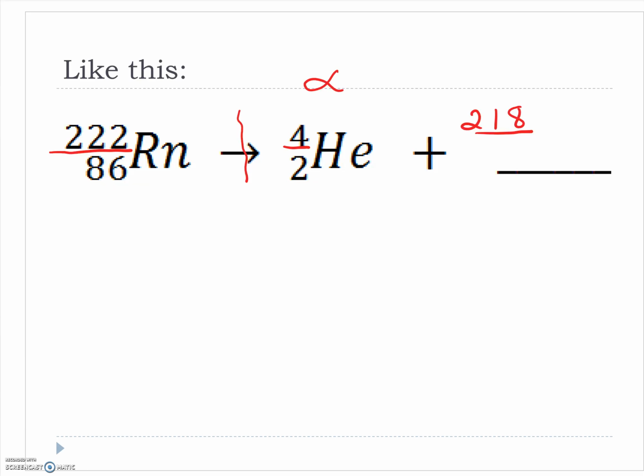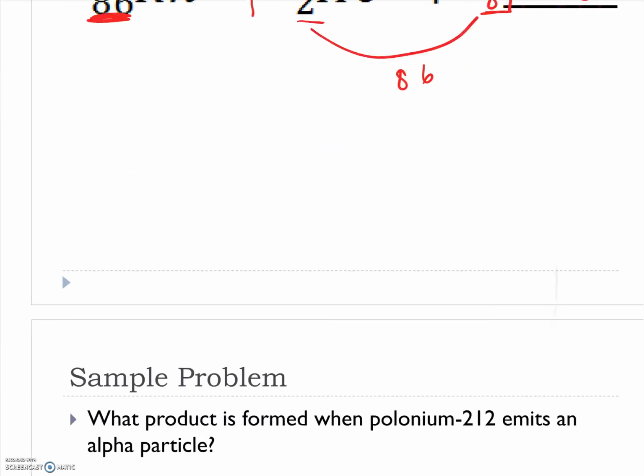218. The two bottom numbers have to be equal to the numbers that are over on the left side, and in this case it's 86. So 2 plus what gives me 86? It is 84. So this is the mass number, this is the atomic number. So I look up on the periodic table, and on the periodic table, number 84 is polonium. So now I have a balanced nuclear equation.